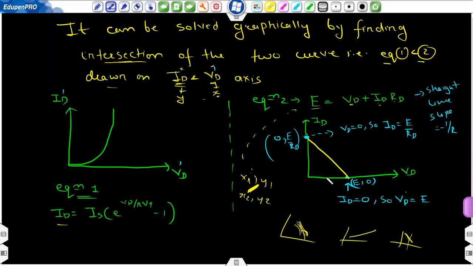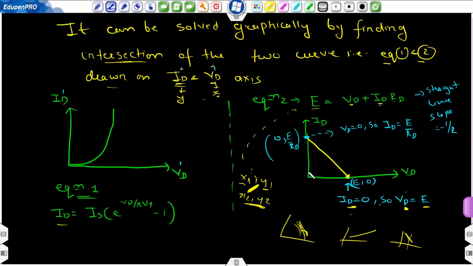This is the Vd axis. On this axis, Id will be 0, just as on the x axis y is 0. So if you put Id equal to 0 into this equation, Vd will be equal to E. E is the external voltage source, and we know this value. So this point is E comma 0. Okay, so we got one point, x2 comma y2. Similarly, we can find the second point, x1 y1.